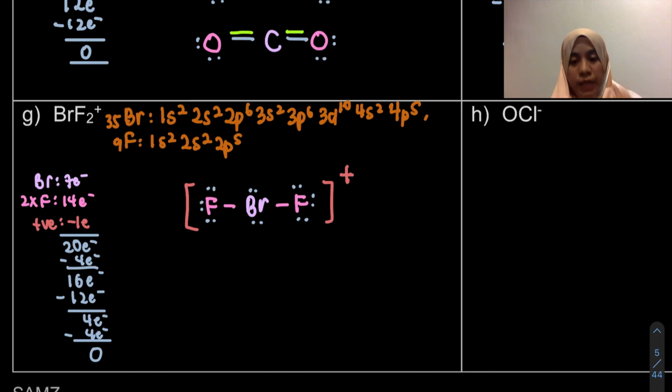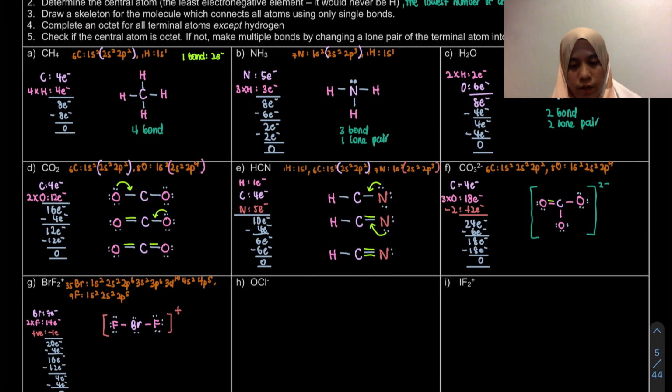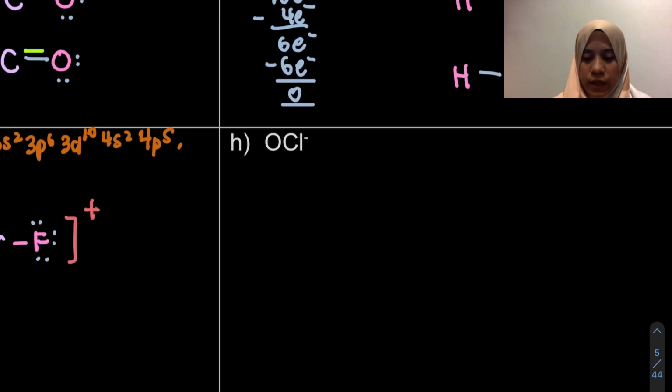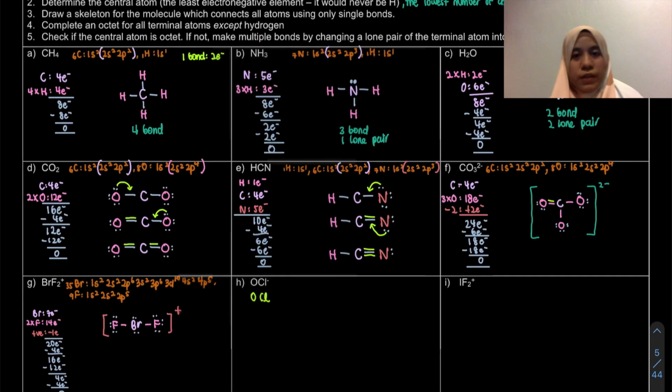Okay, yang example H dengan I, I believe you could try yourself. Cuma yang ini bukan OCl tau. Ini adalah oksigen dengan klorin. Okay. So, that's the end of the drawing of Lewis structure. Lama sikit sebab kita dah tengok for the 3 cases of Lewis structure of a covalent bond. Okay.